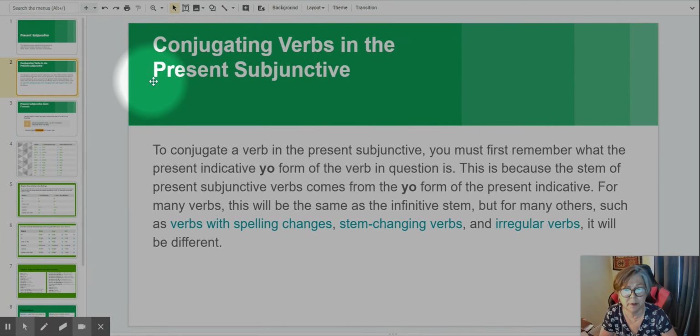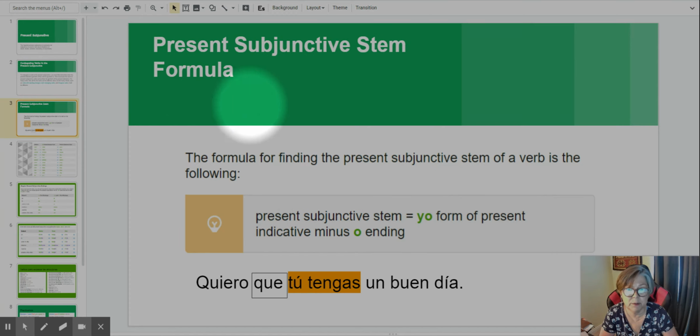Conjugating the verb in the present subjunctive. Basically it focuses on the indicative form of the yo form of the verb, and the indicative form just means the present tense. Then we're going to talk about the verbs. If they usually have a stem change in the present tense, then they usually have a stem change in the subjunctive as well. Aquí tenemos un ejemplo.